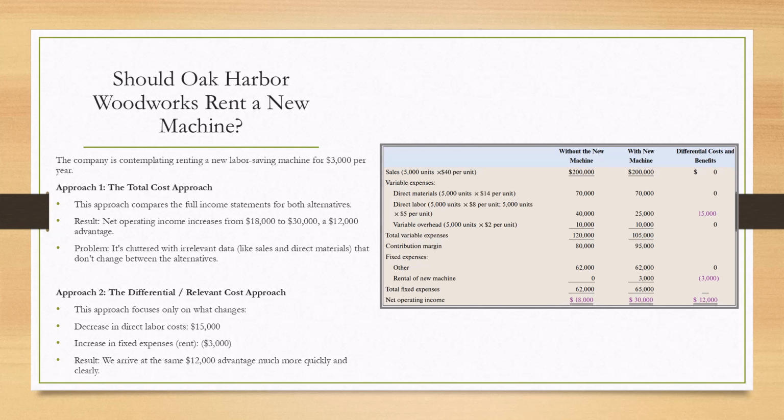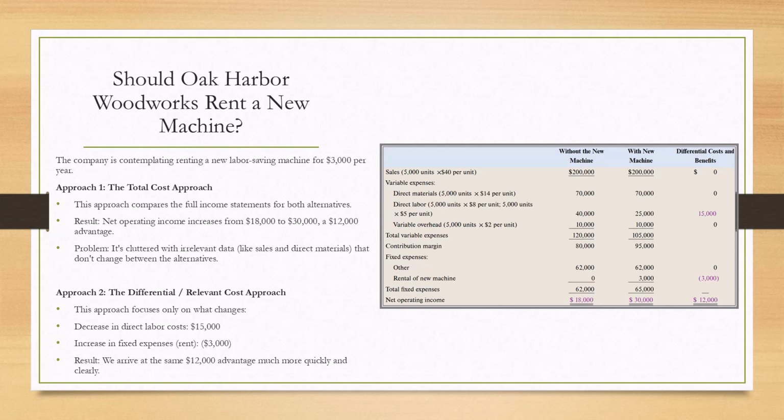It works, and it shows a clear $12,000 financial advantage to renting the machine, as net operating income increases from $18,000 to $30,000. The problem with this approach, however, is that it's cluttered with irrelevant data. Notice that the sales revenue, direct materials costs, and variable overhead costs are the same in both columns. They don't change and are therefore irrelevant to the decision.